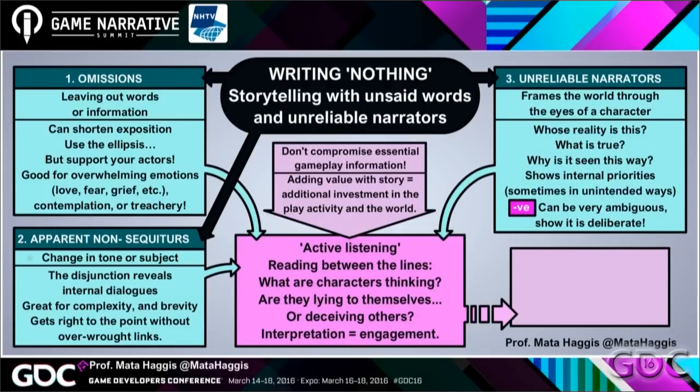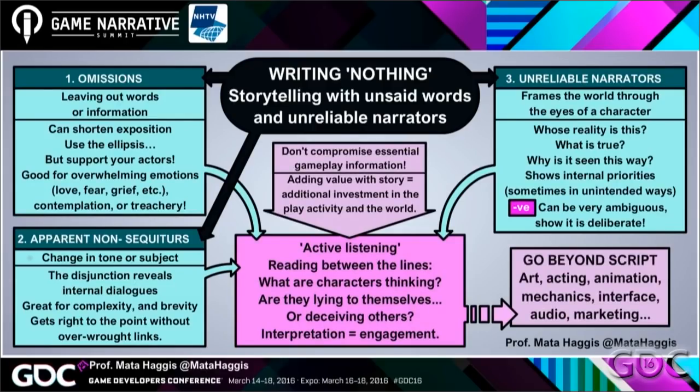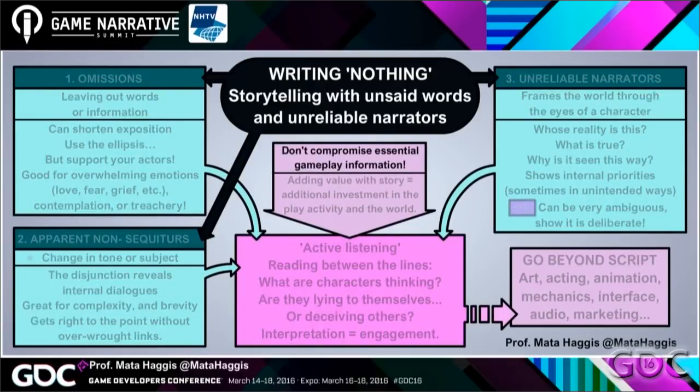So just going through this very quickly at the end here, that's going beyond script, so we've added the last part in. To summarize this, and there will be a final screen where all this is nice high resolution in a moment for you, before you get your cameras out, thank you. Don't compromise. Add value with the story, because that's really our goal here. Look for active listening. This is really what we're trying to achieve here. Leave some words out sometimes. That could be a way of adding a bit more depth, a bit more complexity. Changing tone and subject quite quickly can be a really powerful way of creating a sense of internal dialogue going on there. Unreliable narrators are framing reality in their own way. The player has to question what that reality truly is.